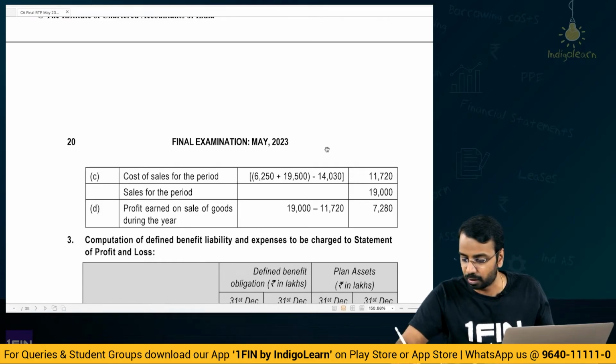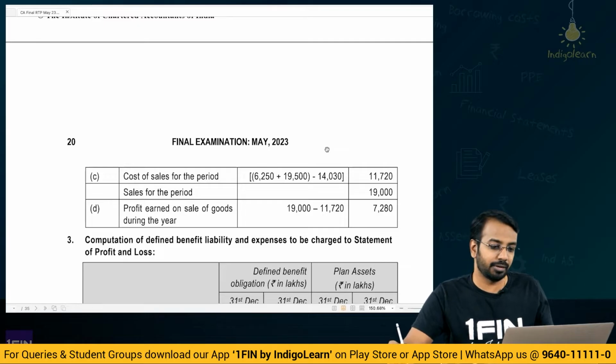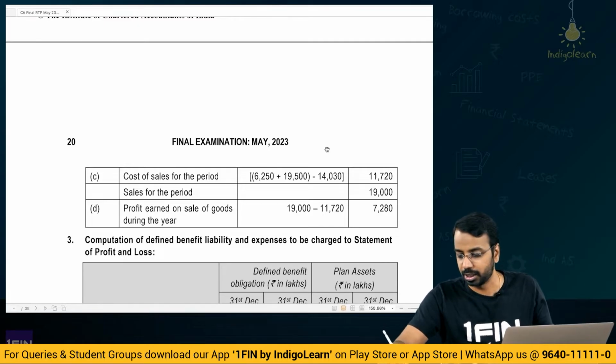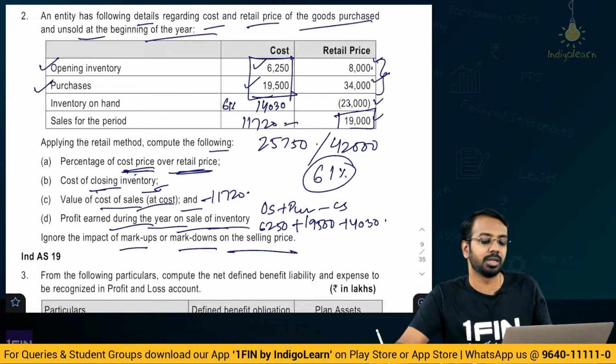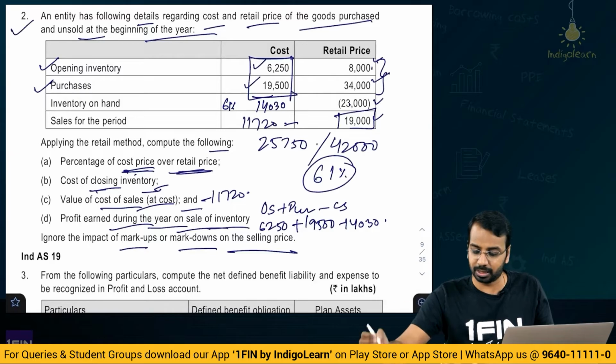So the result is 11,720. So this is 11,720 and profit earned during the year on sale of inventory, right? So profit is how much? 19,000 whatever has been sold minus this cost of 11,720. The difference will be your profit, right? So this is another question.